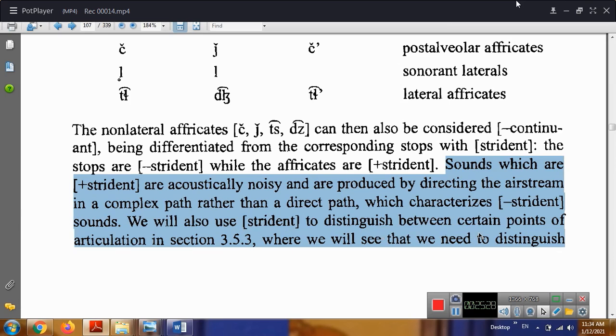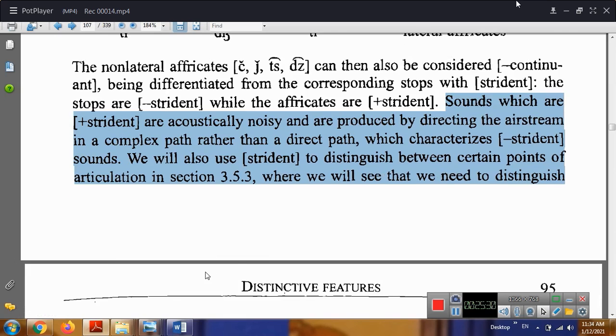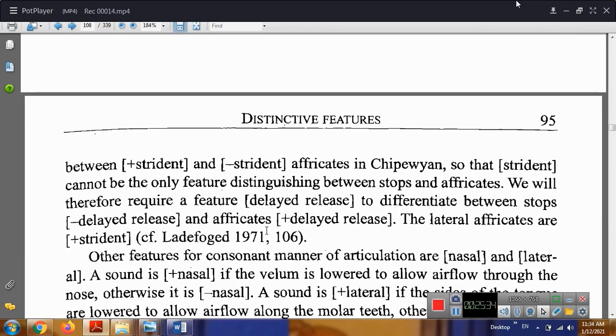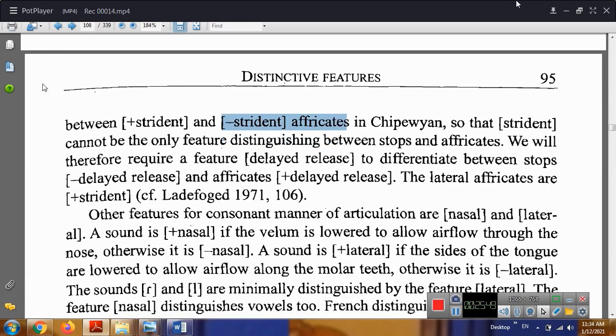We will also use strident to distinguish between certain points of articulation, where we will see that we need to distinguish between plus strident and minus strident affricates in Chipuyan. So strident cannot be the only feature distinguishing between a stop and an affricate. We will therefore require the feature delayed release.